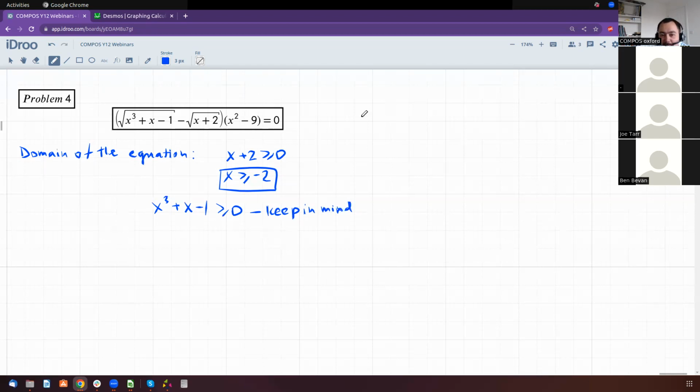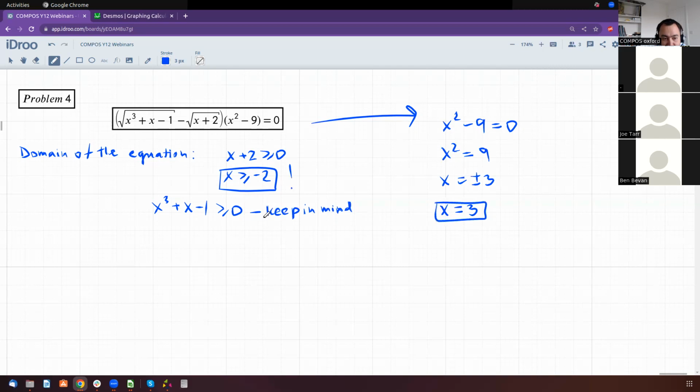Because it's a multiplication of two numbers and it's equal to 0, one of them is 0. So either x squared minus 9 is 0. So x squared is equal to 9. x is equal to plus minus 3. And now we remember x is greater than or equal to minus 2, so x equals 3 is a solution. We tested, is it greater than 0? 3 cubed is 27, plus 3 is 30, minus 1 is 29, greater. Yes, so it's suitable for this one. So yes, it is a solution.